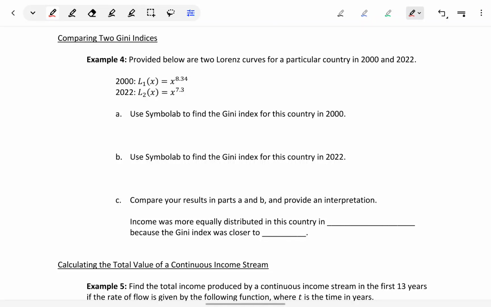Something that can help to make sense of a measure like the Gini index, if we don't have a lot of previous experience with that, kind of helping us to gauge what that number really means, is to look at comparing a Gini index with another one. And we'll do that in example 4. Provided below are 2 Lorenz curves for a particular country in the year 2000 and the year 2022. We want to use Symbolab to find the Gini index for this country in each of those 2 different periods.